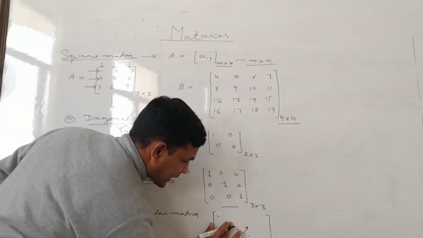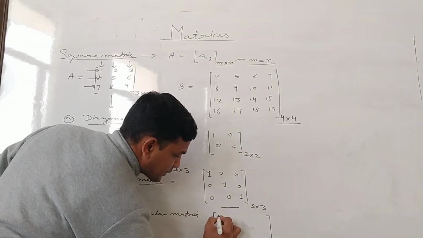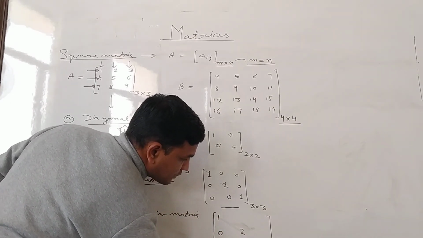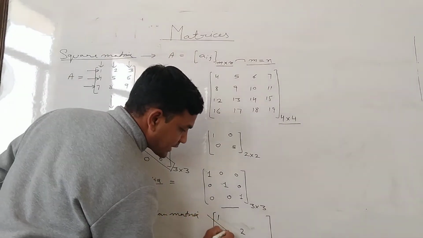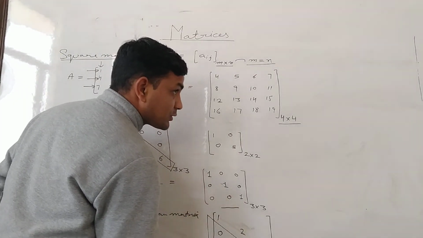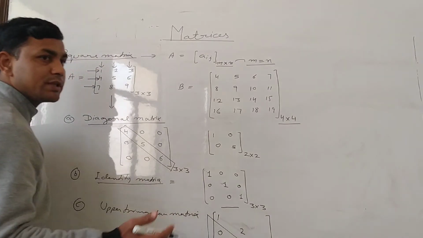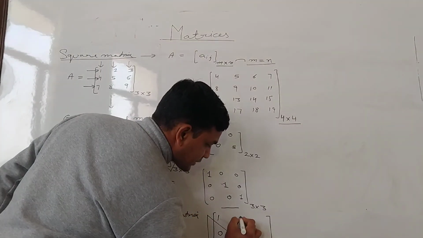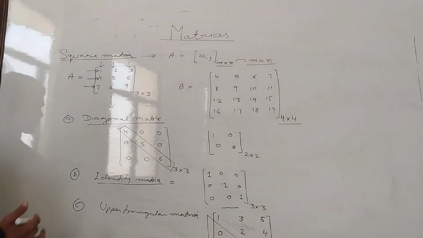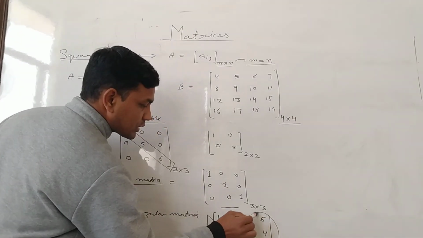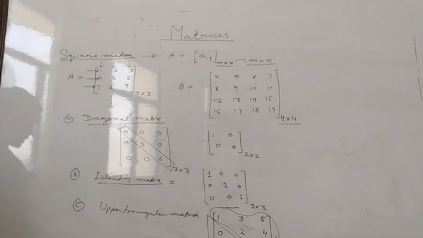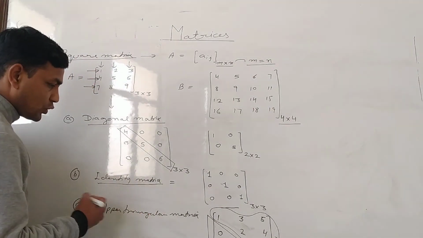Suppose the principal diagonal is 1, 2 and 3. Then below the principal diagonal it is 0, 0, 0. Below the principal diagonal all the elements are 0, but the elements above the principal diagonal and on the principal diagonal may be 0 or not equal to 0. This is 3, 4 and 5. So this type of matrix is known as an upper triangular matrix. It means the triangle above the principal diagonal is present.